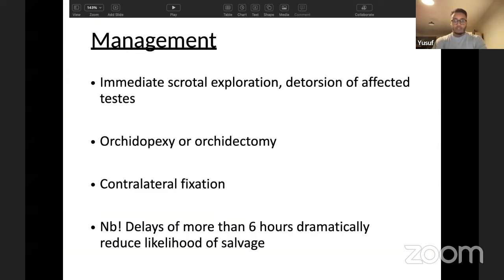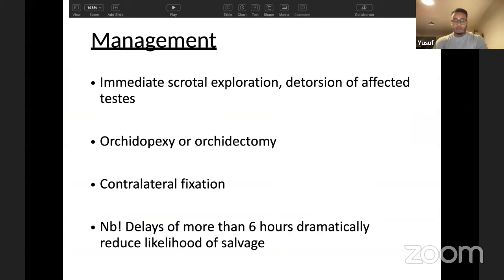And then you detort the affected testis. What you do is you rewarm it with lots of warm swabs, and you're waiting for it to pink up again, especially if it's looking particularly dusky. But there's a possibility that it's not going to be viable, particularly if the time to surgery was quite prolonged, usually about 6 to 8 hours plus, in which case you'd need to do an orchidectomy.